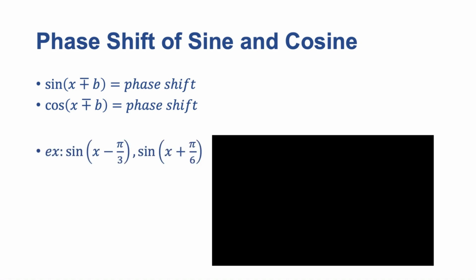Let's do some examples. So we're going to take the sine of x minus pi thirds and the sine of x plus pi over 6. So we are going to have some sine waves here, and they're going to look very similar to one another. They're just going to be shifted in different ways. So that is the phase shift of sine and cosine. That's the horizontal translations that we have.